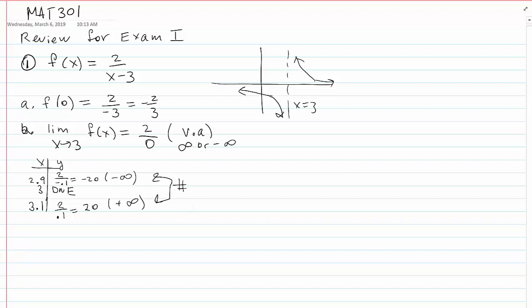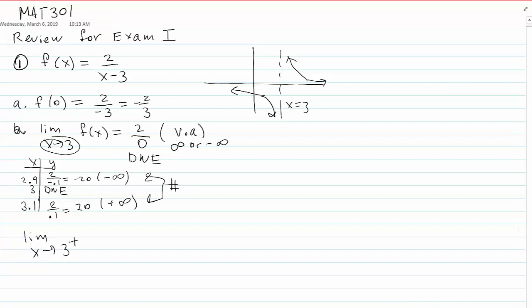As x approaches 3 from both sides, and because the two sides are different, we say that the limit does not exist. However, if you approach it from the right side, the limit does exist. From the right side, the function is approaching positive infinity. So that does exist. It's infinite though.